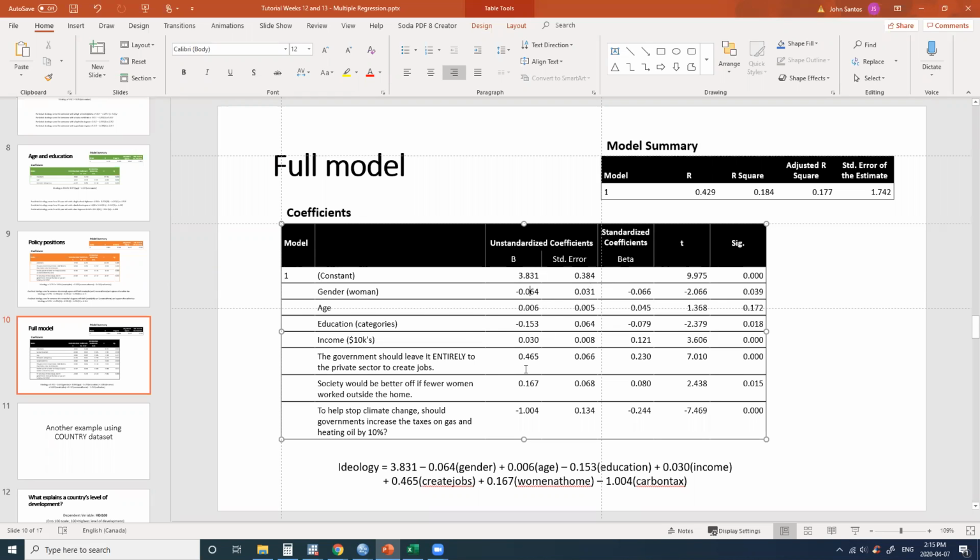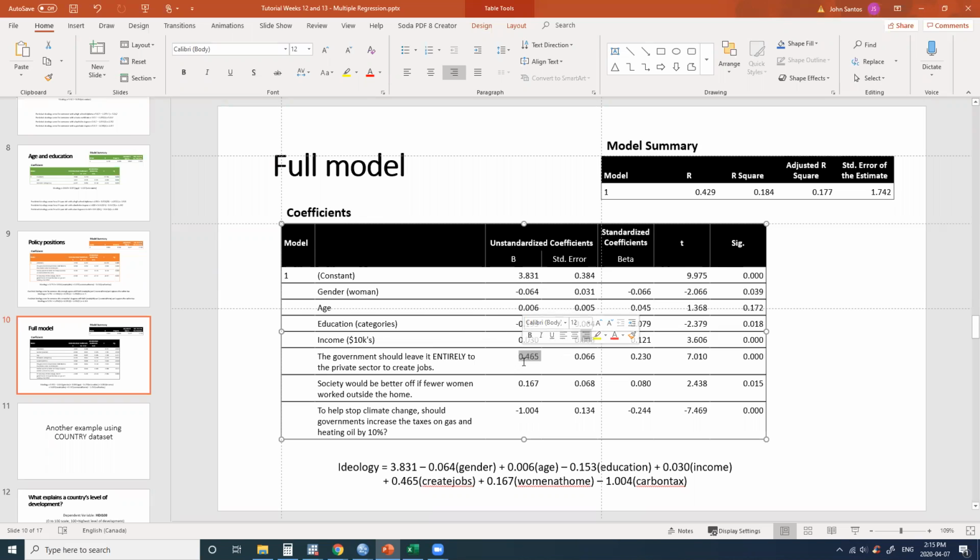Similarly, income, there's a positive relationship here, right? So for every $10,000 that somebody makes, they move to the right by 0.03 of a point, right? So a slight relationship, but there's a relationship there.